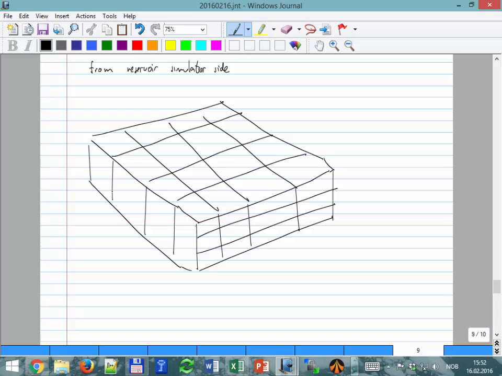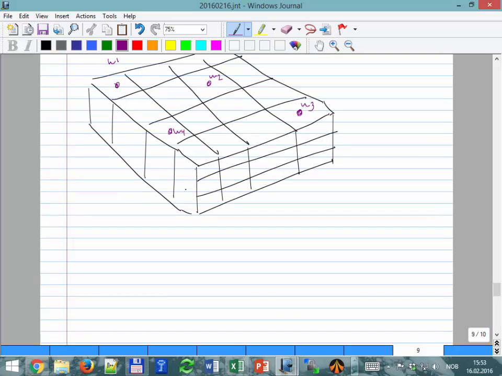Okay, you have your reservoir model, and let's say that we have 4 wells. One well here, one well here, one well here, and one well here. Well 1, well 2, well 3, and well 4. And I told you that every well in the reservoir simulator has a boundary, has 2 conditions.